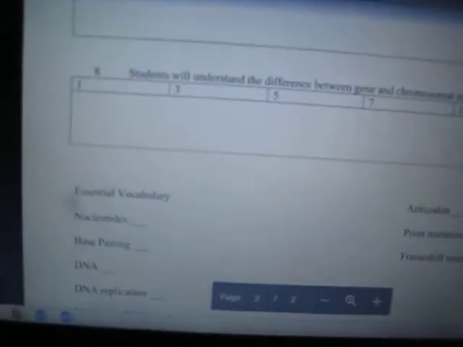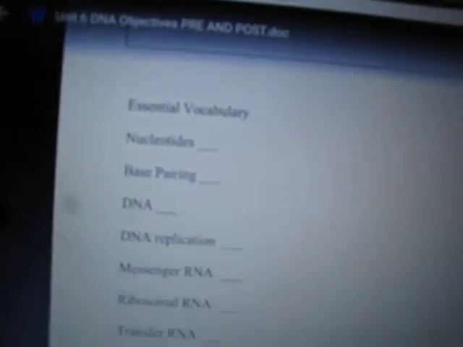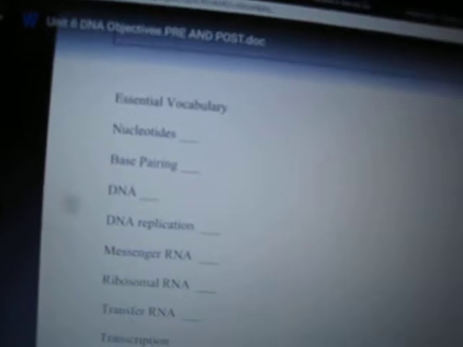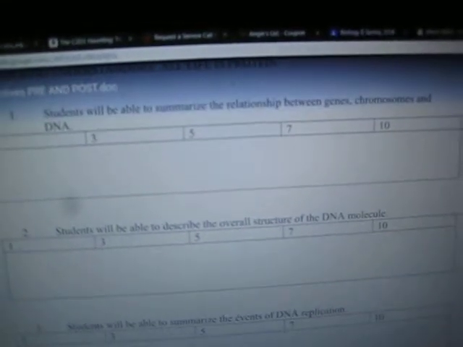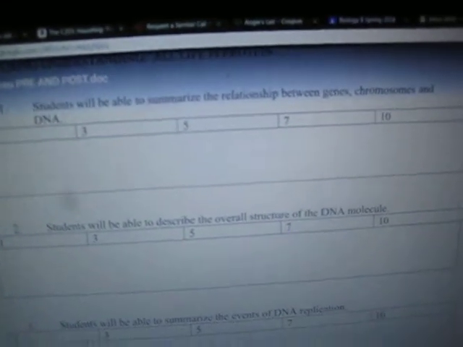If we scroll down to the vocab words: nucleotides, basic building blocks of nucleus, base pairing, A goes with T, G with C, DNA replication, mRNA, RNA, tRNA, transcription, translation, codon, anticodon, point mutation, frameshift mutation. All of those are words that we went over. The other thing I would add that I did not have on my objectives is we did do a little bit of the history of DNA, and we talked about Pauling and Watson and Crick and all of those individuals.